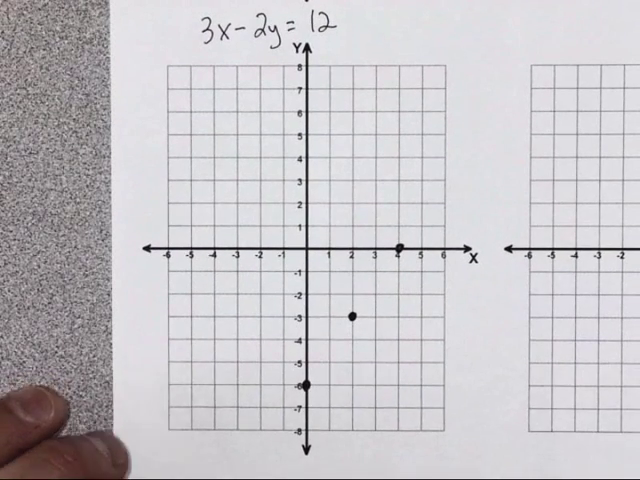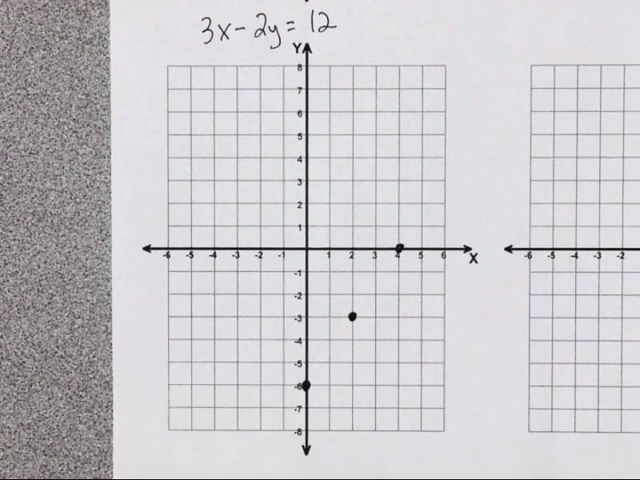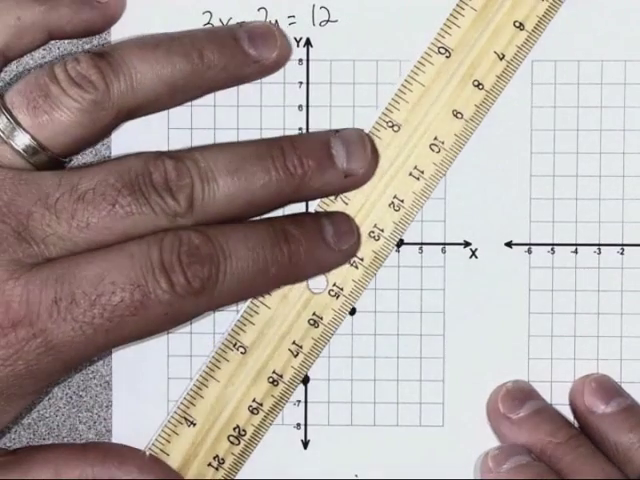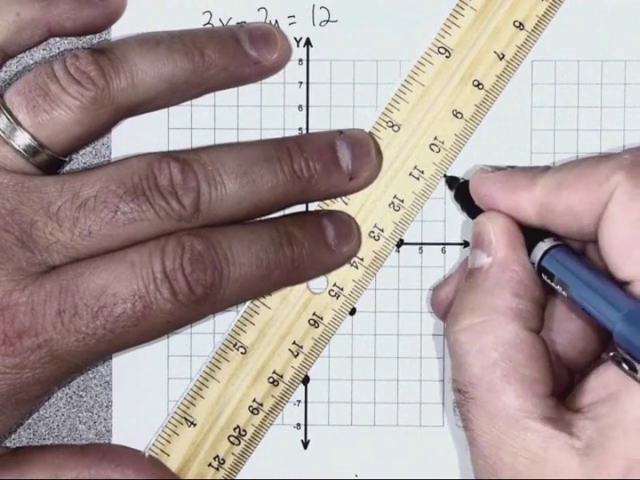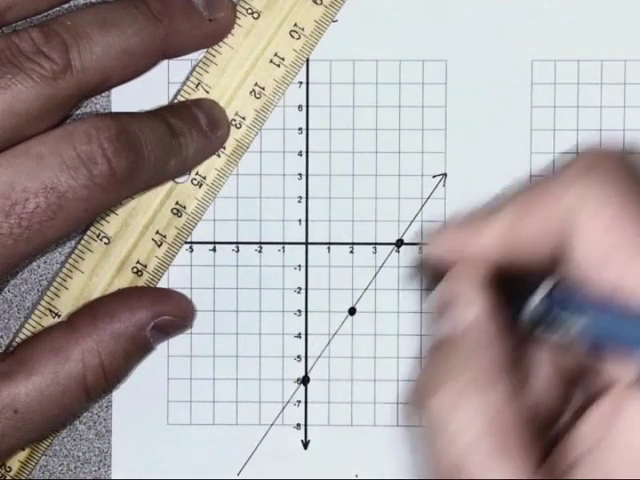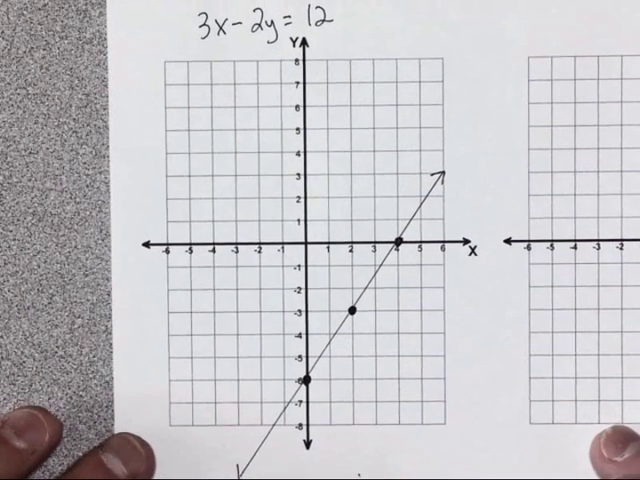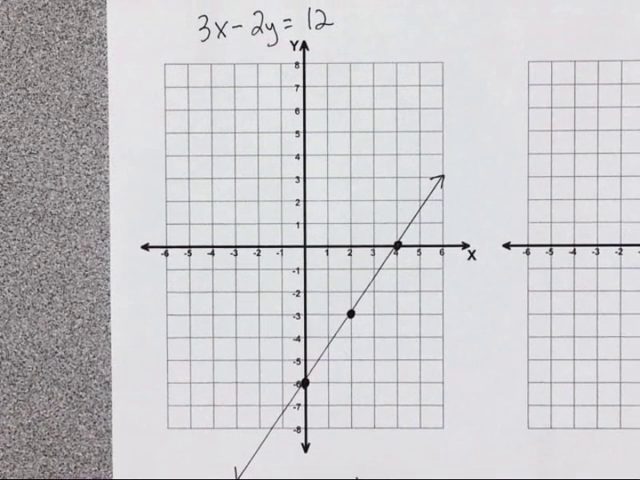And of course, as you can see, all three of those points line up. That's what we want. And connect the dots. We have our line, which is the graph of our linear equation.